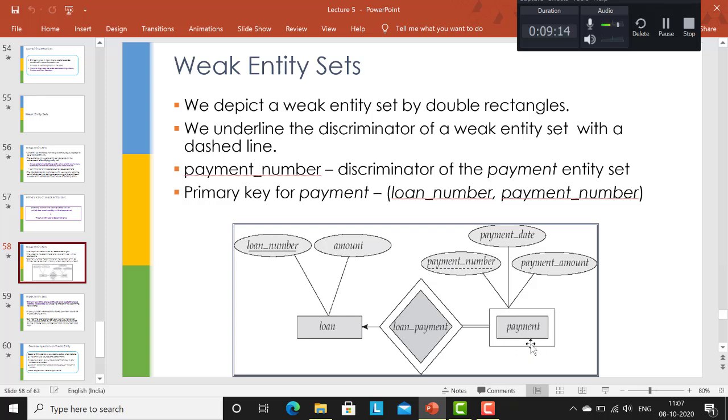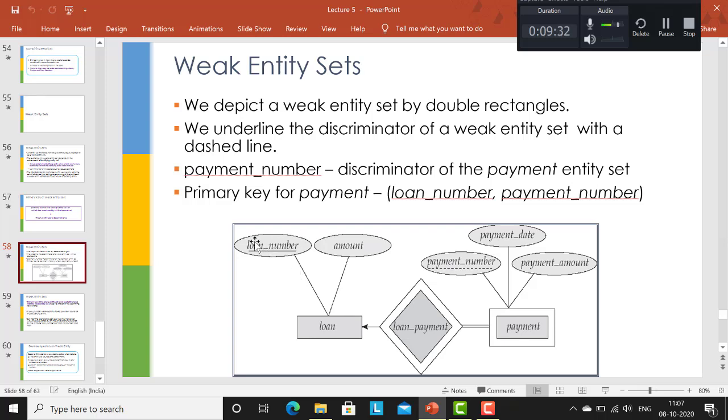So it's very similar to a coach. You have a coach number which distinguishes different coaches which are available, right? But the coach number by itself cannot uniquely identify that concept. It needs to have the loan, right?